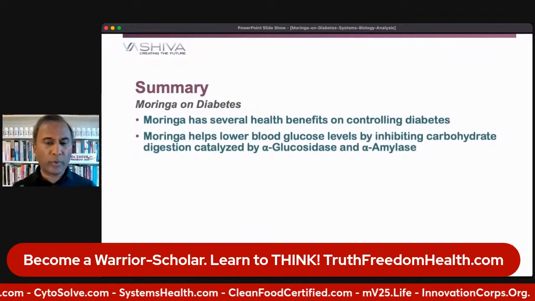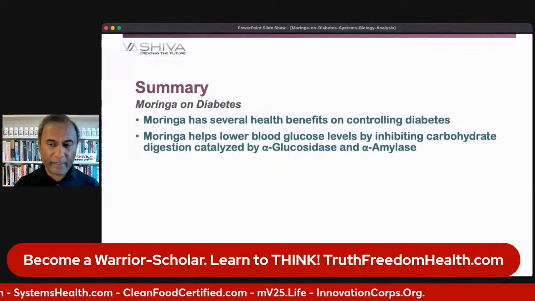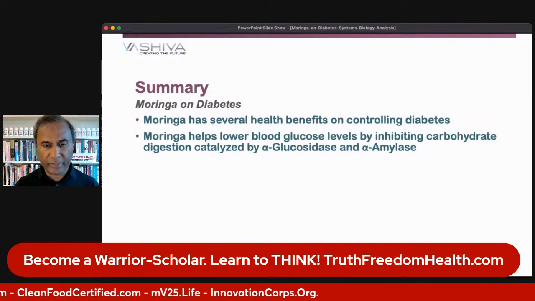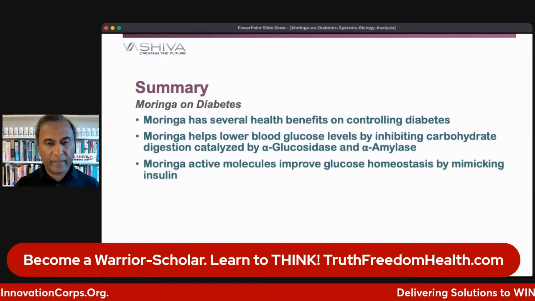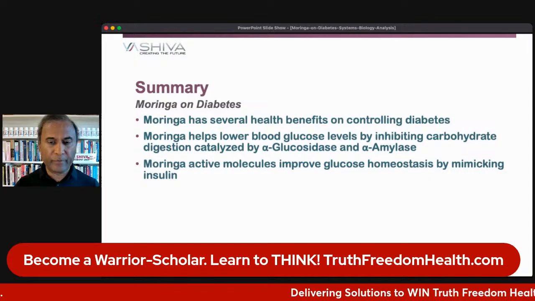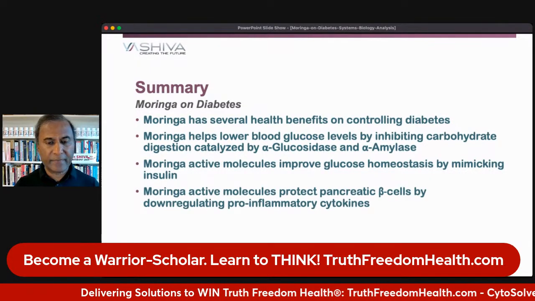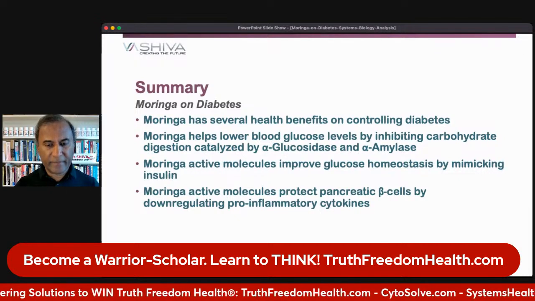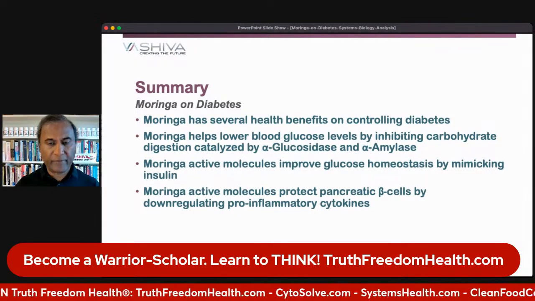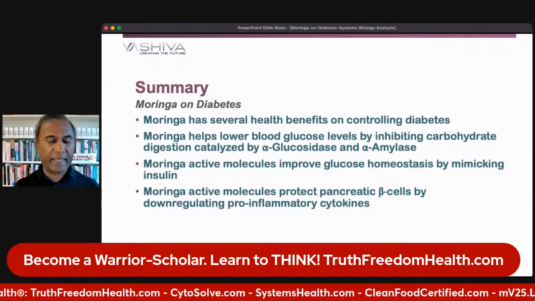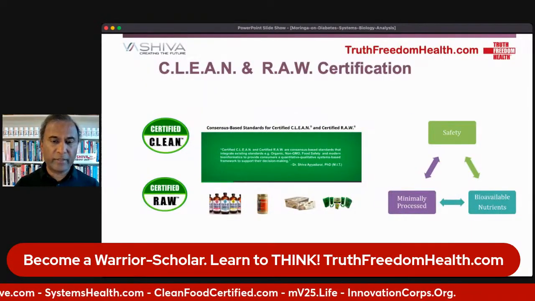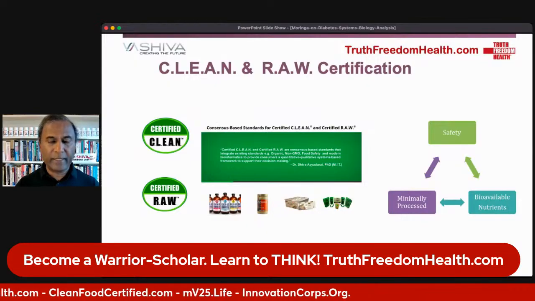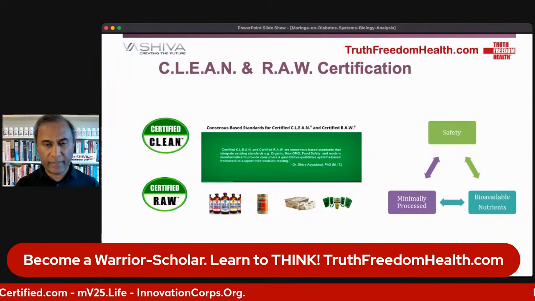Number one, it helps lower the blood glucose levels by inhibiting carbohydrate digestion, catalyzed by alpha glucosidase and alpha amylase. The other thing is the active molecules in Moringa improve glucose homeostasis by mimicking insulin. And the last thing is Moringa activates molecules that protect pancreatic beta cells by downregulating the pro-inflammatory cytokines like TNF-alpha. And as we mentioned, look for clean, organic sources of it.